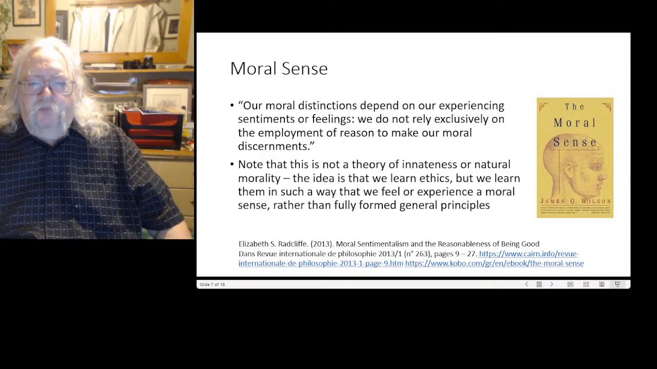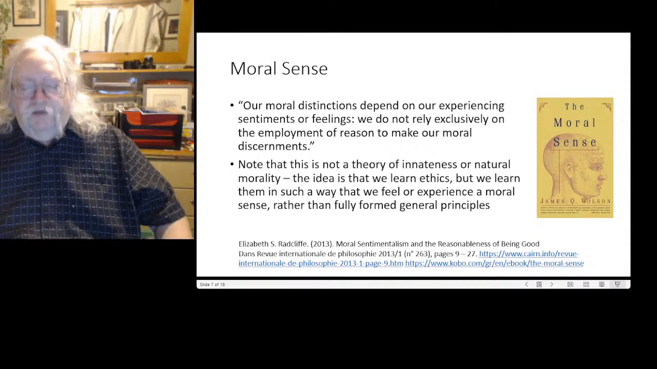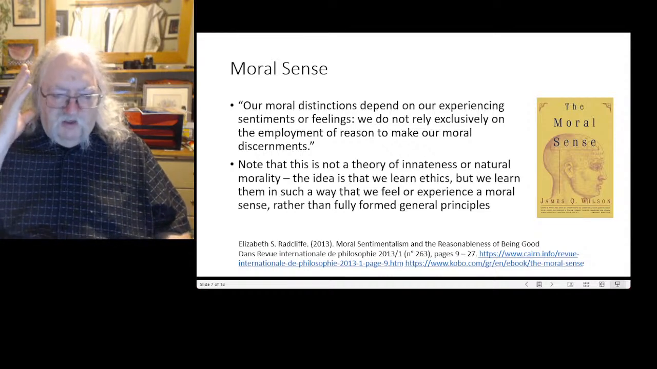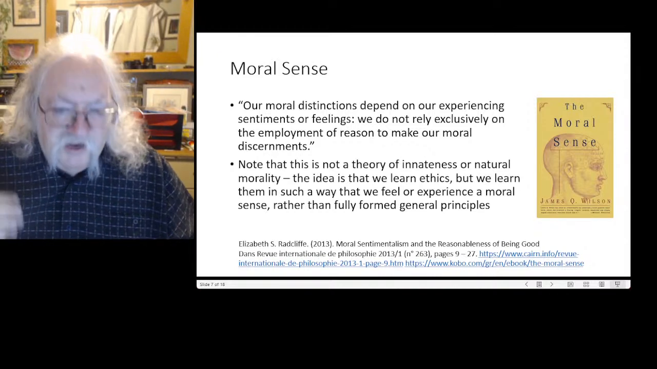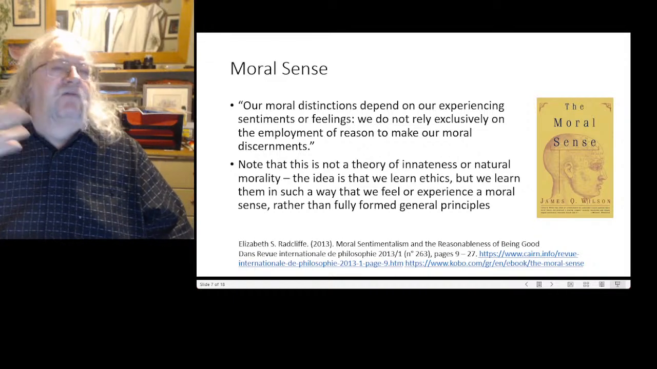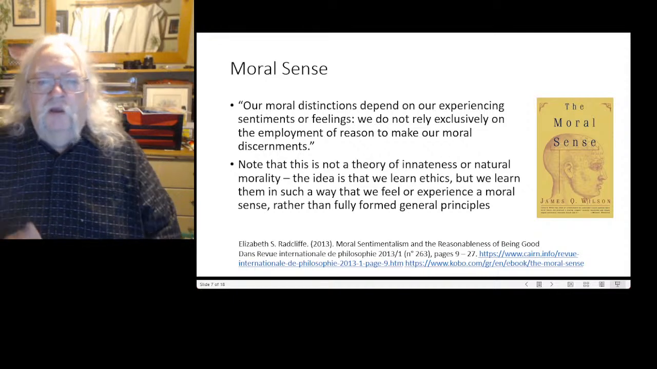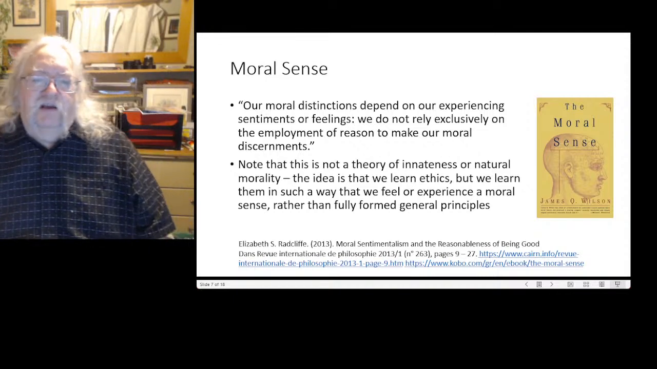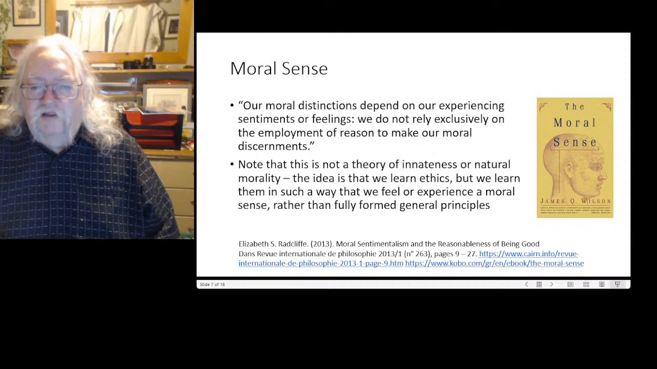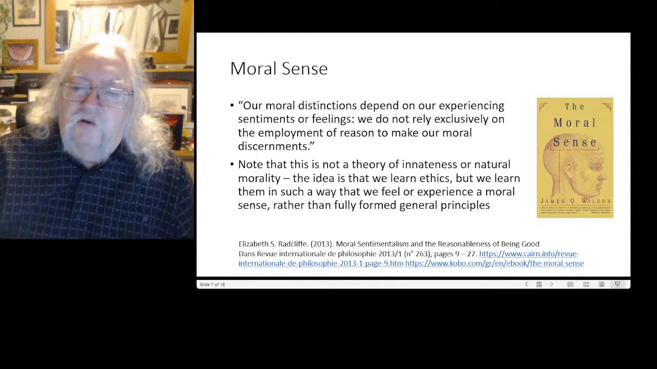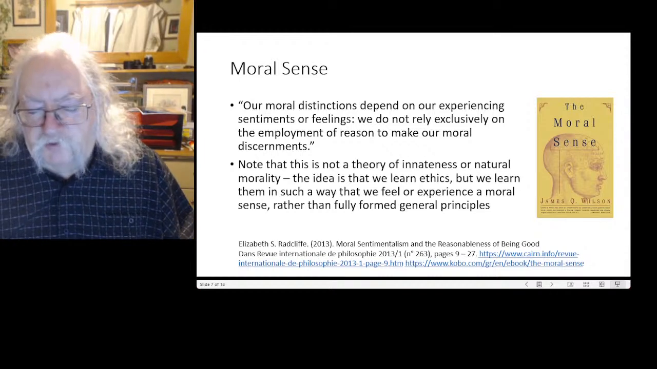Note as well, this is not a theory of innateness or natural morality. We're not saying that we have an inborn awareness of what morality is. It's not a Cartesian, I think, therefore I am, therefore I am moral, or anything like that. But it is the idea that we can learn ethics, but we learn ethics in such a way that we feel or experience a moral sense rather than fully formed general principles.